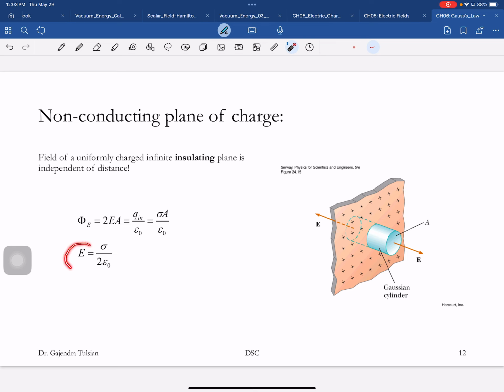Do you notice anything strange about this expression? Doesn't matter how far away you are from the plane. Exactly. There's no distance information. Okay? So here's the plane. The electric field 2 millimeters from here is sigma by 2 epsilon naught. In that galaxy, it's sigma by 2 epsilon naught.